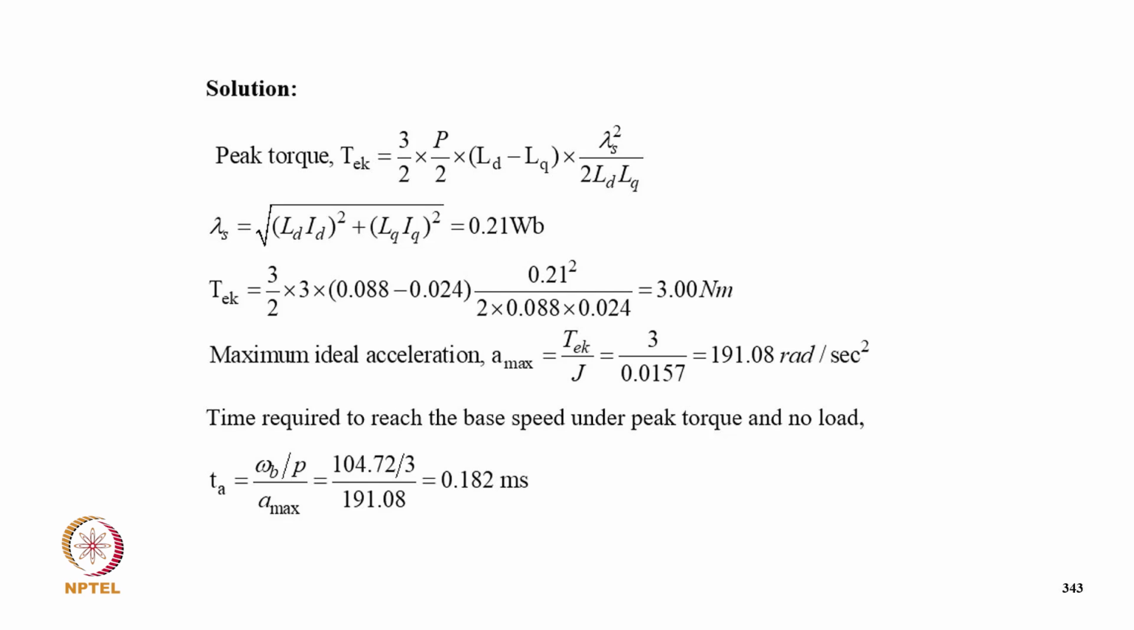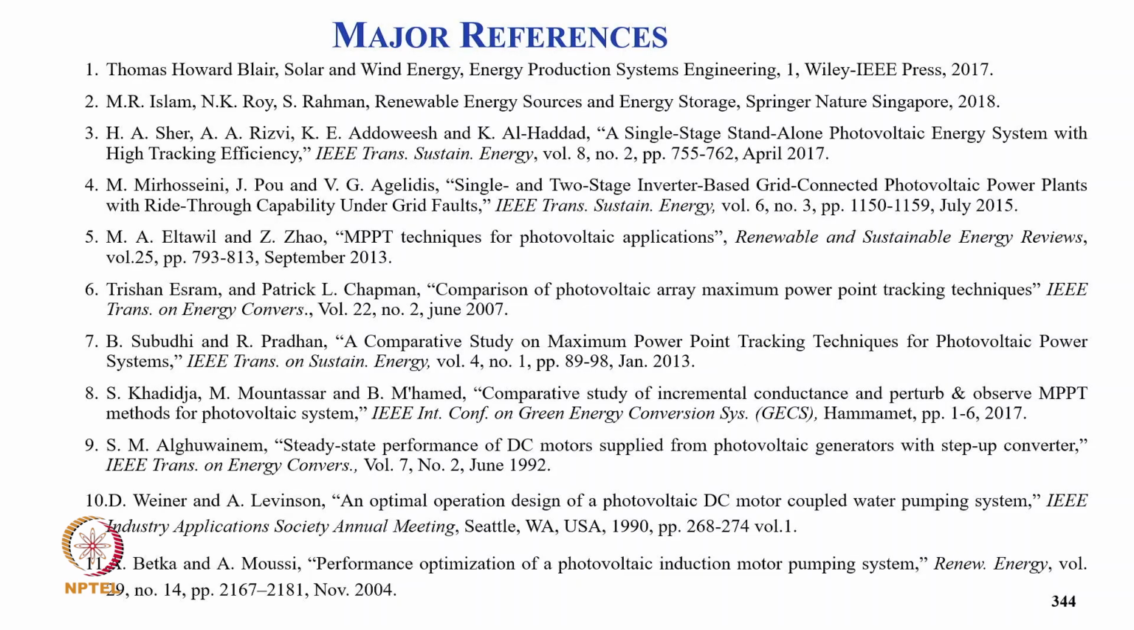Coming to the solution: peak torque is T equal to 3/2 times P by 2 times LD minus LQ times lambda square upon 2 LD LQ. Putting in lambda from under root of LD ID square plus LQ square, that is 0.21 Weber, and T equal to 3.3 Newton meter. Maximum acceleration is T upon J, which comes 191.08, and the time required to reach the base speed, t equal to omega B upon P lambda max, comes 0.18 millisecond.